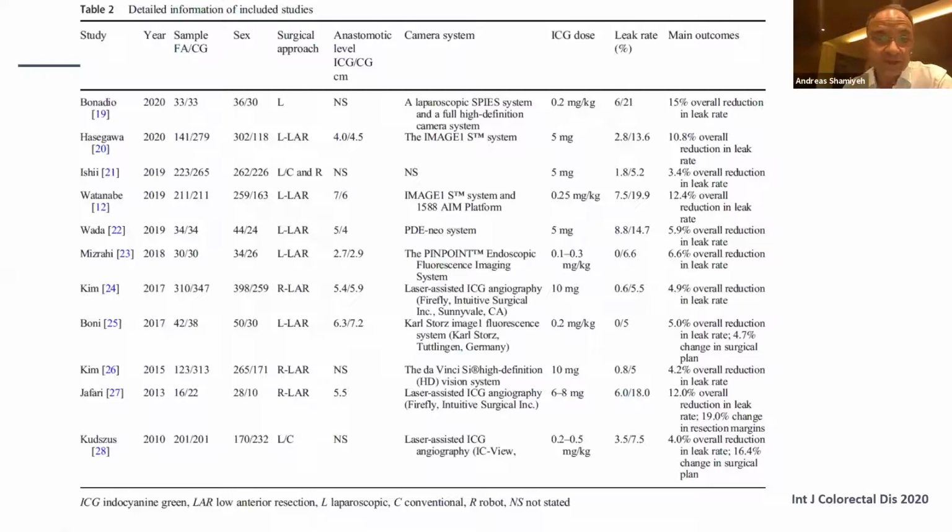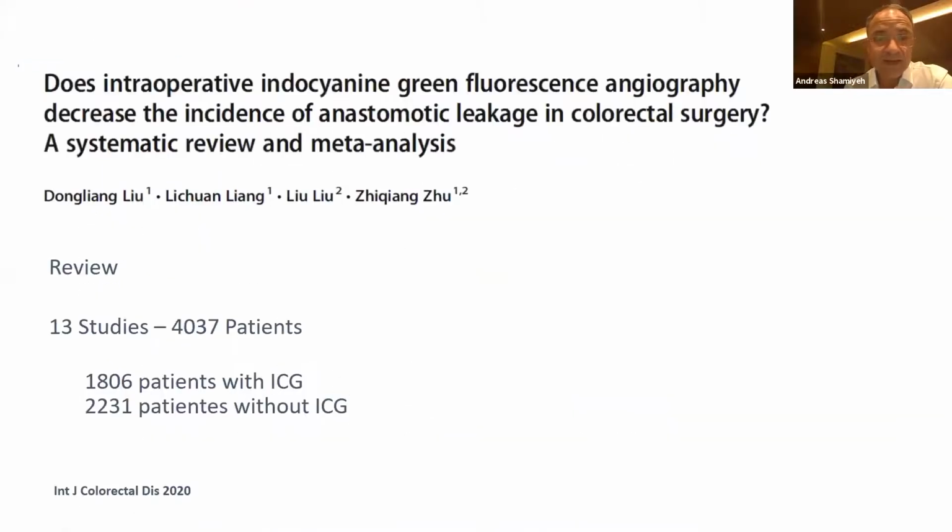And another review in the same paper, published in August, 3 weeks before, analyzed 13 studies, 4,000 patients, and 1,800 had resection with ICG, and 2,231 had without ICG.